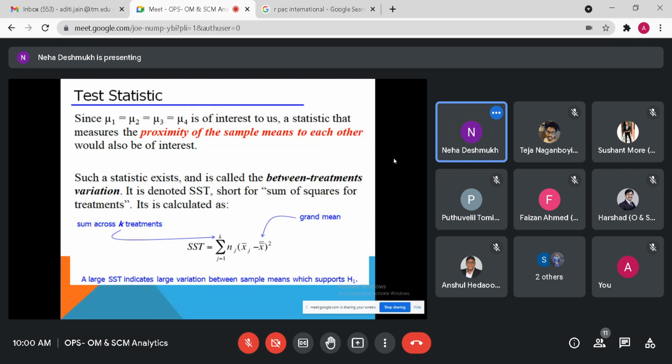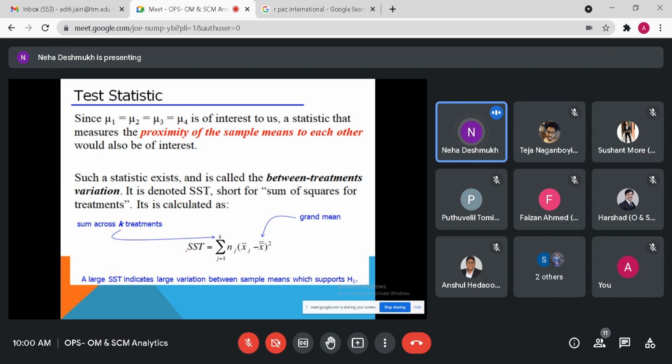Number of mathematical processes. Here mu1 to mu4 are of interest to us, a statistic that measures the proximity of sample means to each other. Such a statistic is called between treatment variation.